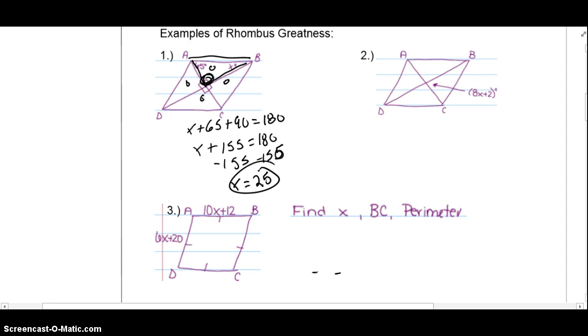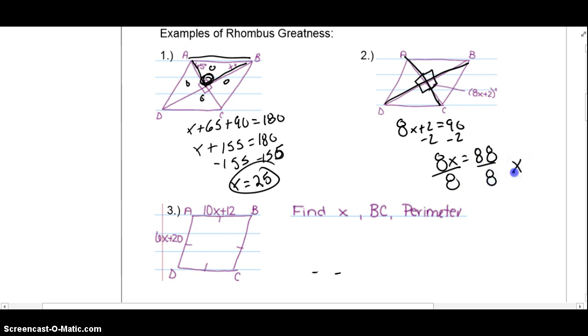For number two, it still has some of the main principle here, and that is that these diagonals are creating perpendicular angles in the center, or 90-degree angles, right there, and here, and here, and here. What that's telling us is that 8x plus 2 equals 90. Subtract 2 from 90, and you get 8x equals 88. Then we just divide, and x equals 11.